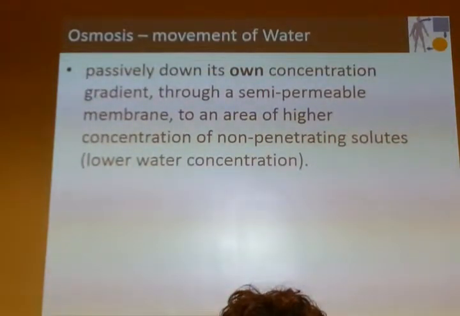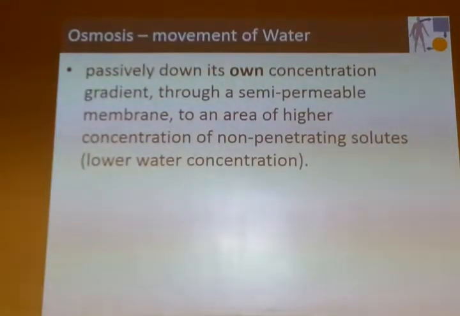The term osmotic tells you water is going to move. You don't know anything about the particle. The first thing that's going to happen, water is going to move. Where is water going to move first in this scenario?